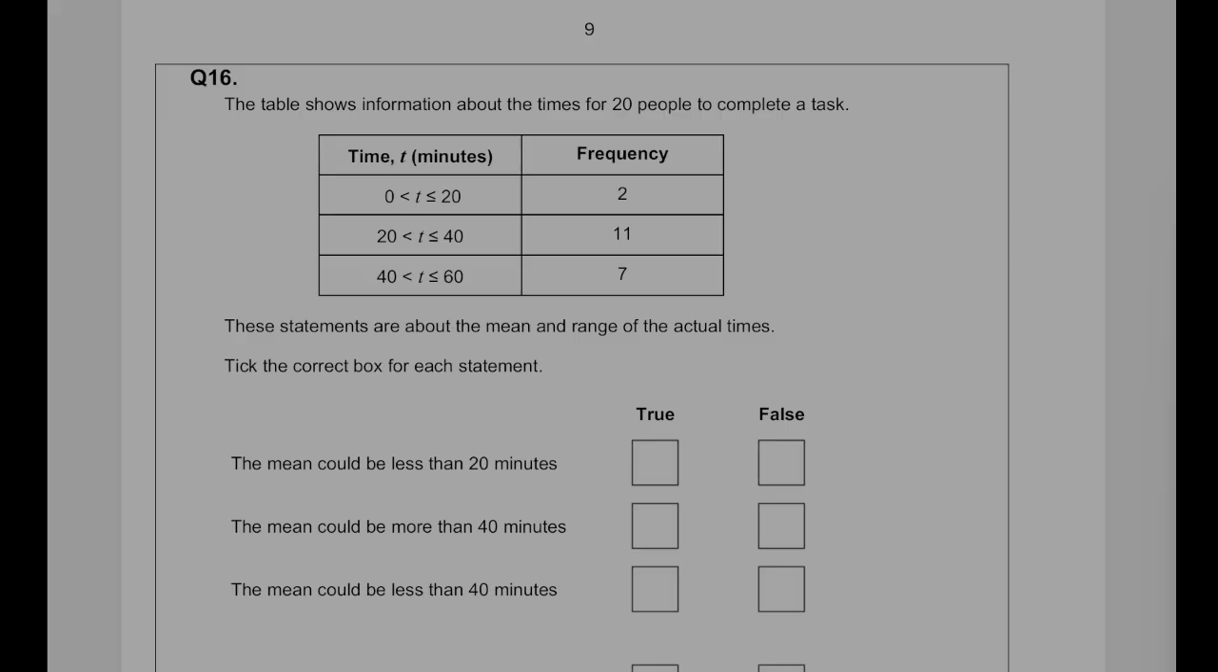Okay, so the table shows information about the times for 20 people to complete a task. These statements are about the mean and the range of the actual times. Tick the correct box for each statement. So the mean could be less than 20 minutes. No, that couldn't be true, because there's only 2 people less than 20 minutes. So even if all of these were just over 20, we still couldn't have a mean less than 20, so that one's going to be false.